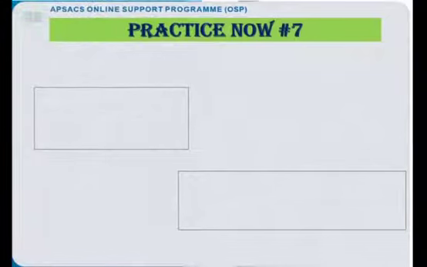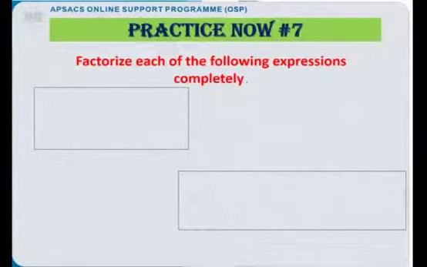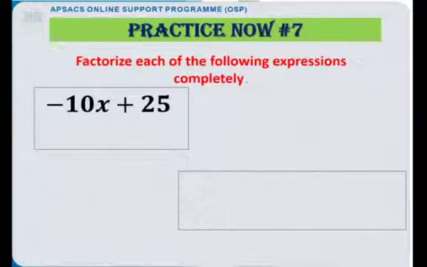Practice now 7. Factorize each of the following expressions completely. As you can see, students, this is minus 10x plus 25. Now from this we have to factorize it. Factorize means to simplify something into its simplest form. Now what is the common factor in these two? Minus, and 10 and 25 come in which table? 5. Let's see how we are going to do it.